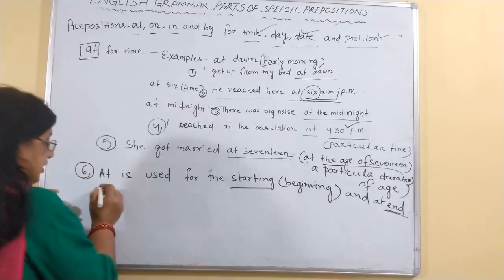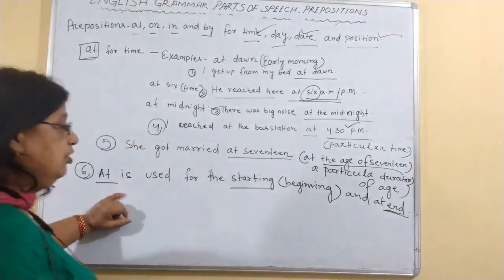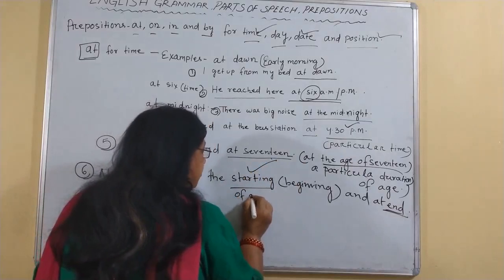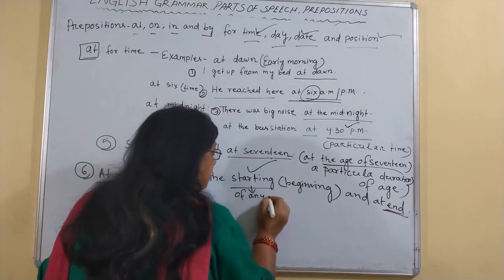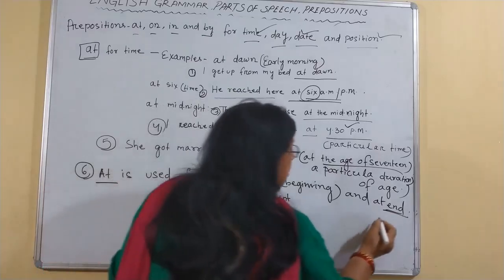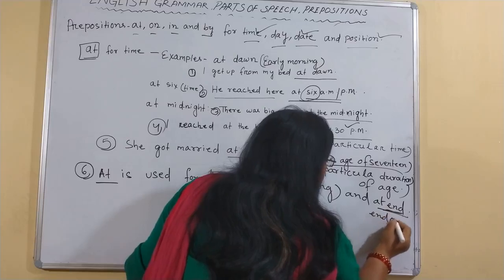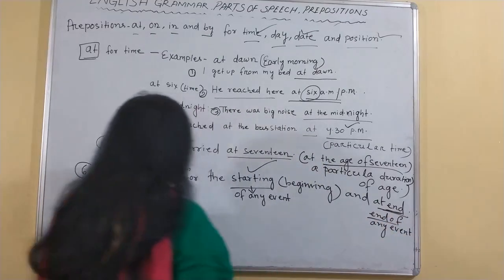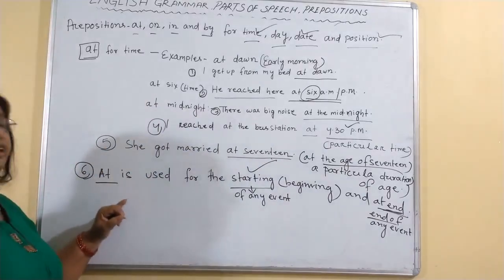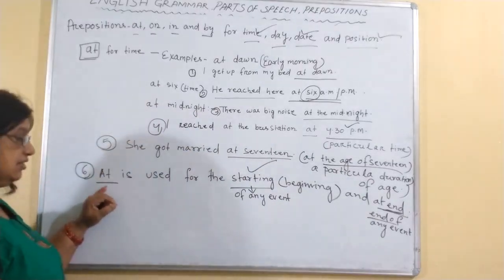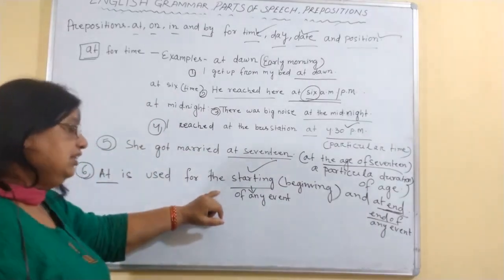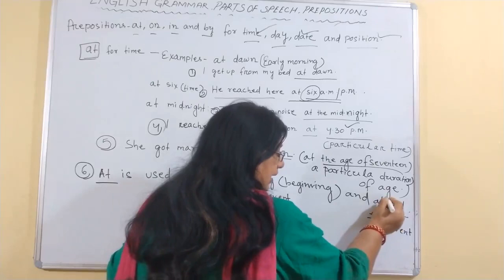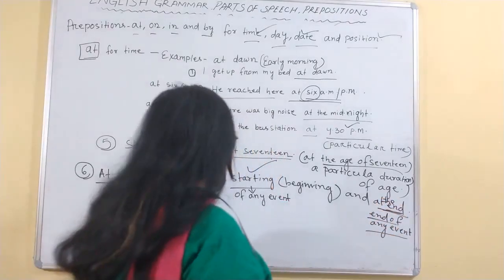This particular preposition at is used for the starting of any event and the end of any event. So we use the particular preposition at the starting of any event or at the end of any event.